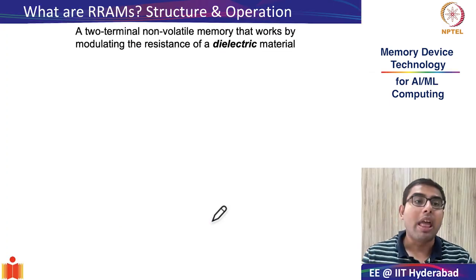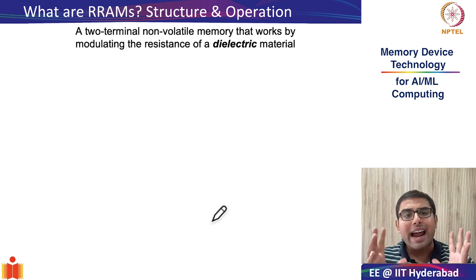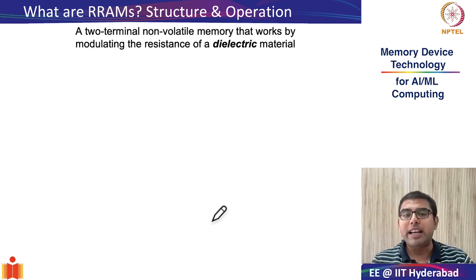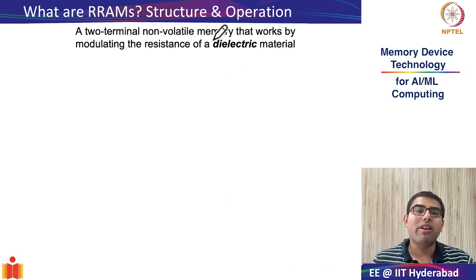So first and foremost, what is an RRAM? First we will look at the generic basic structure and operation, and we will see how it is different from other eNVMs. As you can see in the slide, I have written a two-terminal non-volatile memory. The non-volatile memory is very important. So we are calling it a memory because the switching speeds are very high and the latency is very low. And also you can call it a storage element because, as we will see, the bit density is quite high. And that works through modulating the resistance of a dielectric material.